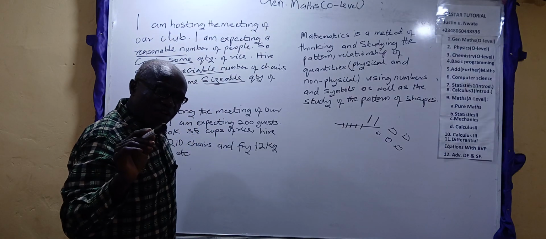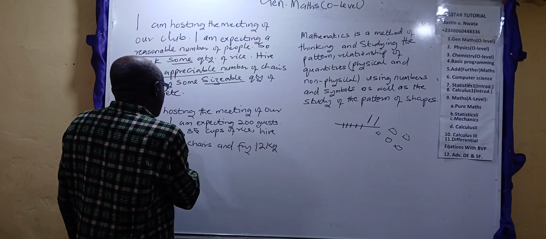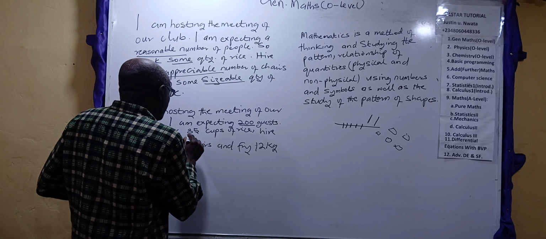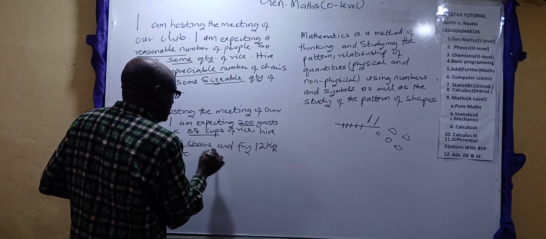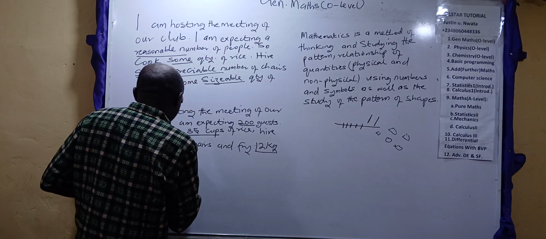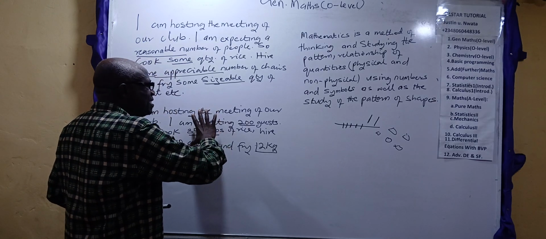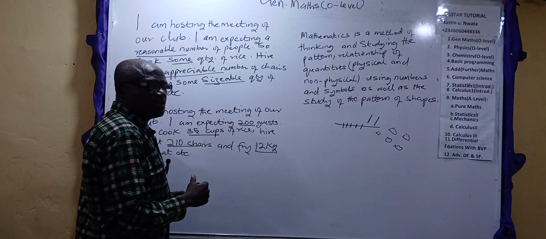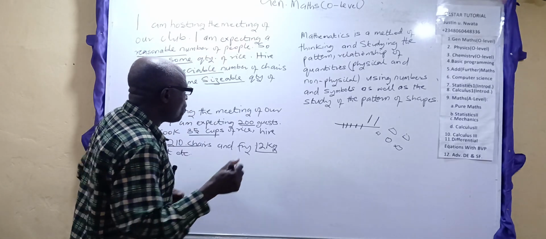But assuming the madam of the house has put the instruction this way: I am hosting the meeting of our club. I am expecting 200 guests. So cook 35 cups of rice. Hire 210 chairs and fry 12 kilograms of meat and so on. You can see that this second instruction is clear, more perfect, straightforward, not subject to misunderstanding, provided one condition is met. What is the condition?